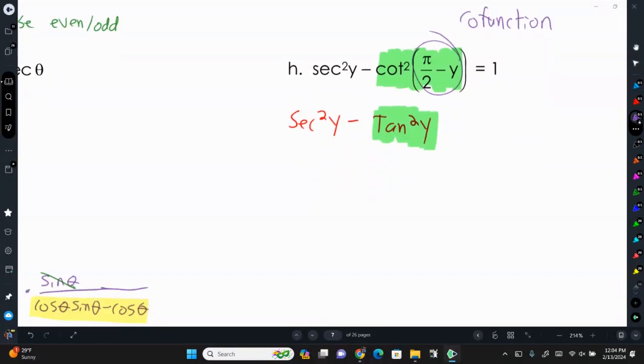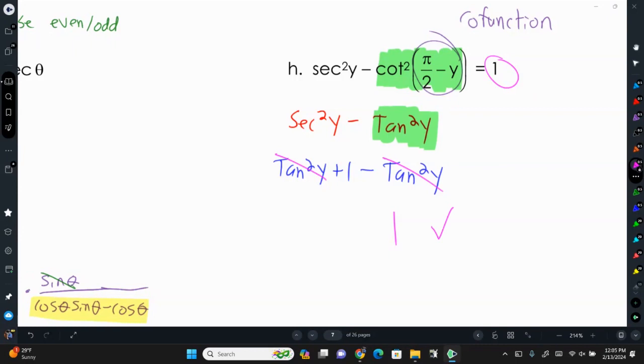Now, secant squared y minus tangent squared y, we need to convert one of those. And it doesn't matter which one. I'm looking at my green sheet, and it says that secant squared is equal to tangent squared plus 1. Some of the other ones have minus 1, and I don't want to use that one because I want to end up with positive 1, not negative 1. So we can switch secant squared to tangent squared y plus 1 minus the tangent squared there already. So these will cancel, and we're left with 1, which is what we're trying to get.